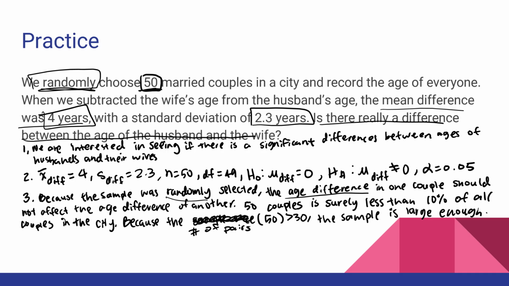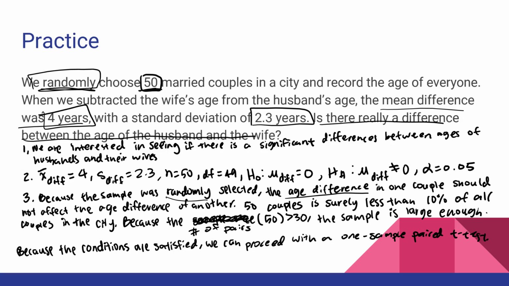Now we can conclude and tell the people what we are about to do. Because the conditions are satisfied, we can proceed with a one sample paired t-test. So our one sample t-test is still here. Again, we only have one sample, and because we're working with means, it's a t hypothesis test. But we also need to throw in that it's paired, so you just put in the word paired. So one sample paired t-test.